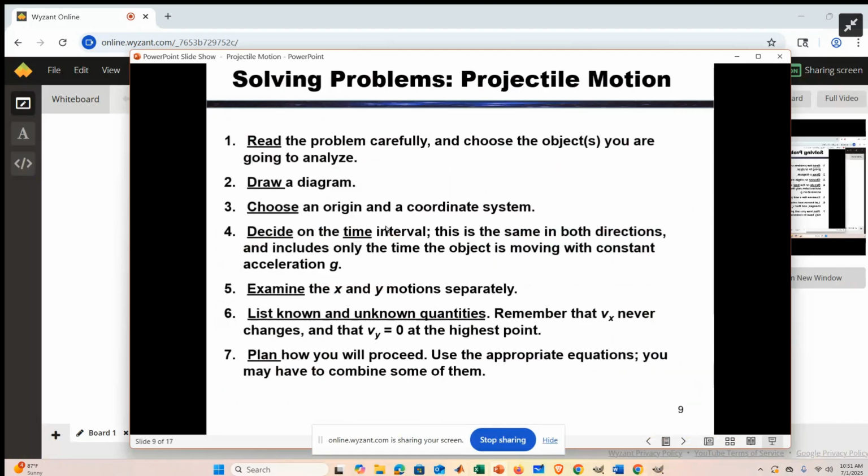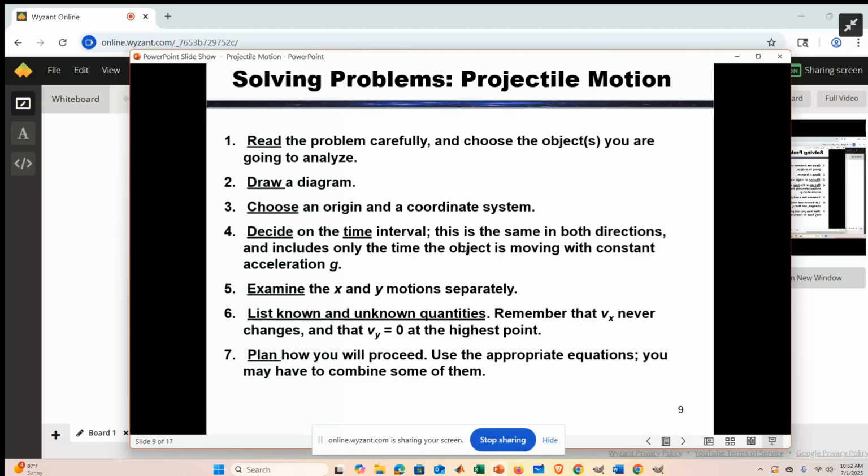Solving problems is easy if you have a method for doing it. First thing is to read the problem very carefully and figure out exactly what they're asking you. Draw a diagram so you see it in your mind. Choose an origin of the coordinate system. Usually this is x0 equals 0, y0 equals 0 at time 0. Sometimes it's different, but that mostly works. Then decide on the time interval they're asking about. What is the path that the problem is asking you about?